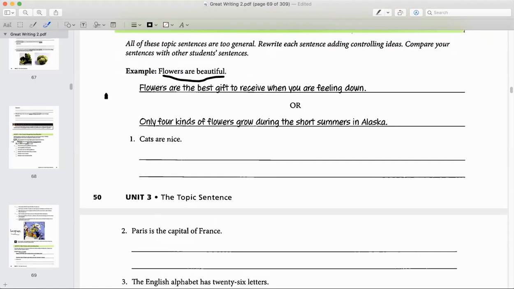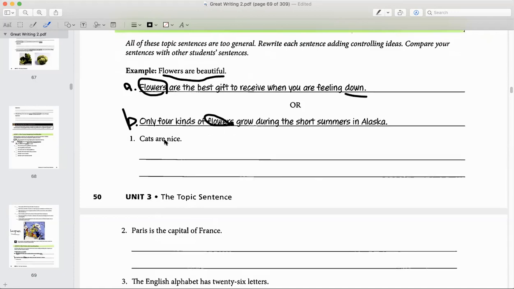And here, for this one, here's two examples. Example A: flowers are the best gift to receive when you are feeling down. Down is like depressed, feeling sad, gloomy. Okay, so that's a good option. And then the second option they have here: only 4 kinds of flowers grow during the short summers in Alaska. So you can see in both cases here, our topic is flowers. And here we're talking about 4 kinds of flowers, but flowers is the topic.